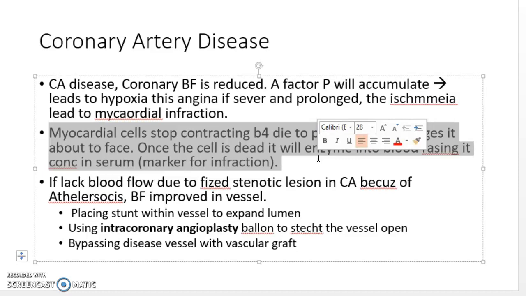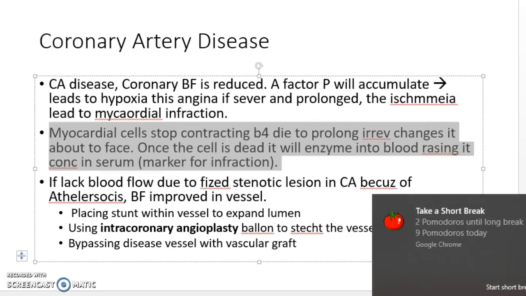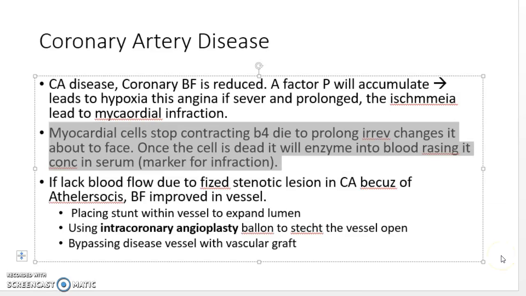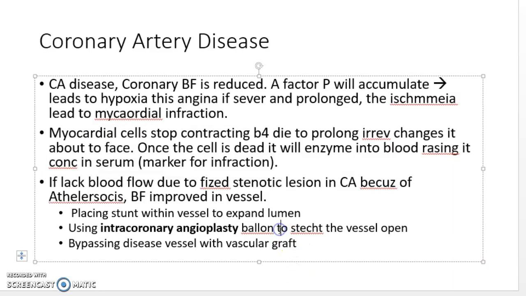And if the lack of blood flow is due to stenosis in the coronary artery, this is because of atherosclerosis. And atherosclerosis can be fixed by bypassing the diseased vessel with a vascular graft, placing a stent on the vessel to expand the lumen, and using an intracoronary angioplasty balloon to stretch the vessel open. So three things to open the vessel. The first one is, of course, use a stent to improve blood flow. The second one is to put in an angioplasty balloon to stretch open the vessel, and the third one is to use a vascular graft, bypassing the diseased one.